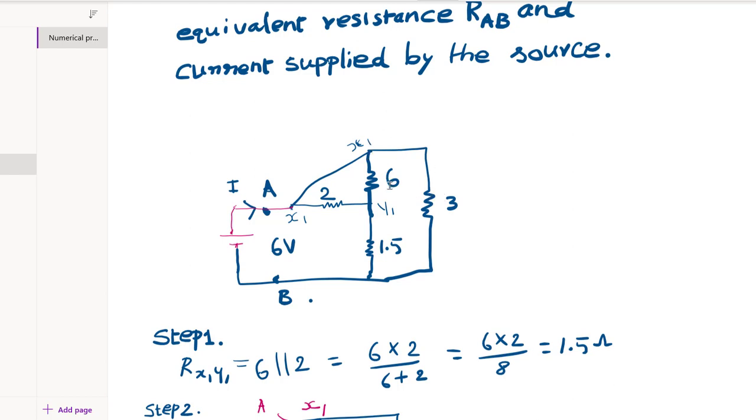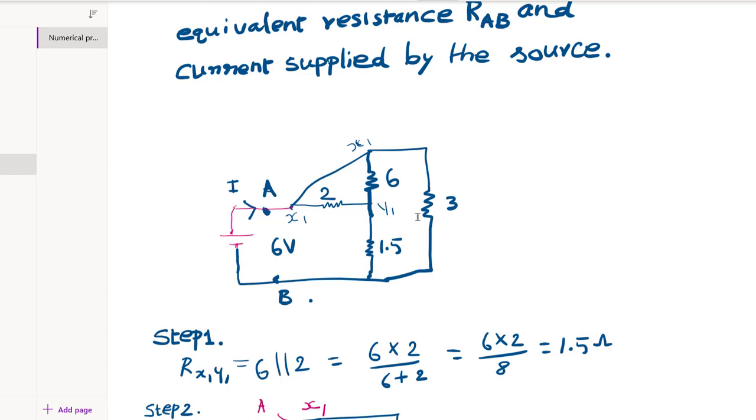Then the other terminal of the 6 ohms, we label it as Y1, and then 1.5 ohms is connected to the Y1 terminal, and then 3 ohms resistance is connected between X1 and the B terminal like this. So that B terminal in turn goes to the supply.